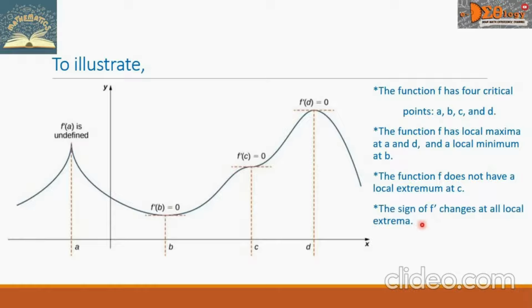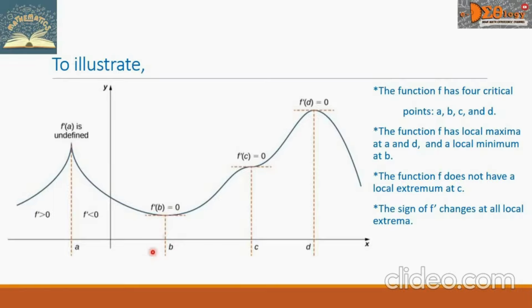Let us examine the sign of derivative to these four critical points. Look at point A. This is the graph over A. On the left side of A, the graph is increasing. So we say that f prime is greater than 0 or positive. On the right side of A, the graph now decreases. And we say that the derivative is less than 0. So at point A, the left side is positive while the right side is negative.